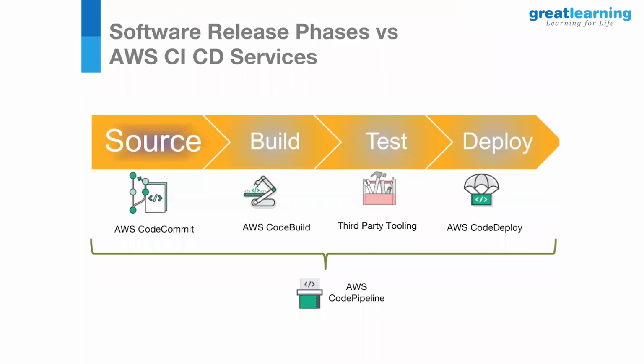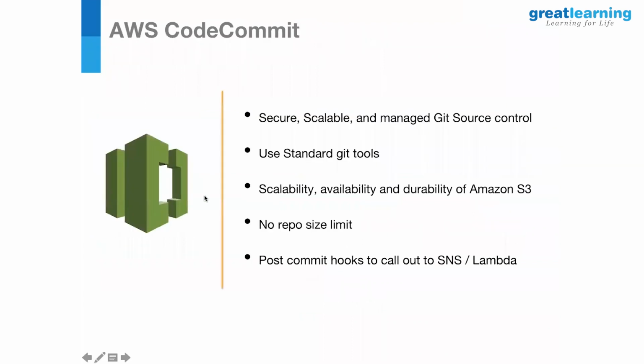Now let's have a bird's eye view of AWS CI/CD services. The first one to start with is AWS CodeCommit. AWS CodeCommit provides a fully managed source control service, and this is where your code is stored and managed securely.